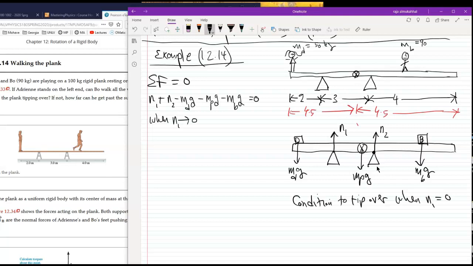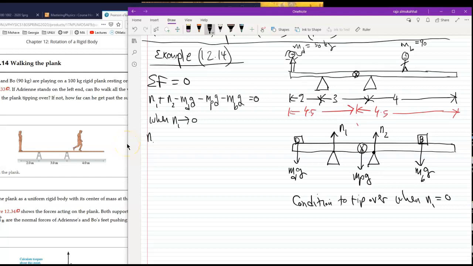All right? So the condition is that when N1 goes to 0, what's going to happen? Well, let's write down the equation. How is it going to look? Well, let me solve for N2 here, okay? I'll tell you now why I'm doing N2. I don't know the value of N2. I know nothing about it. I know the value of everything else. All the other forces, I know them all. So I can actually solve and get the answer for N2.